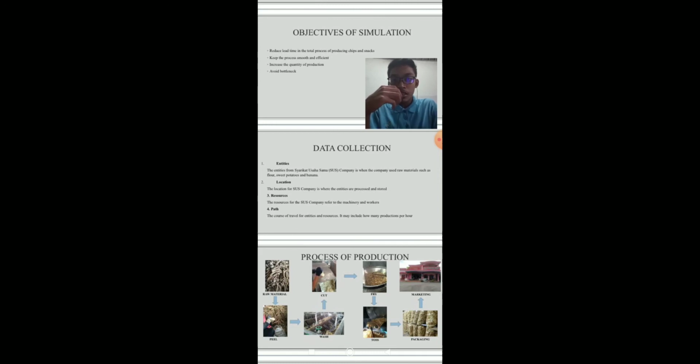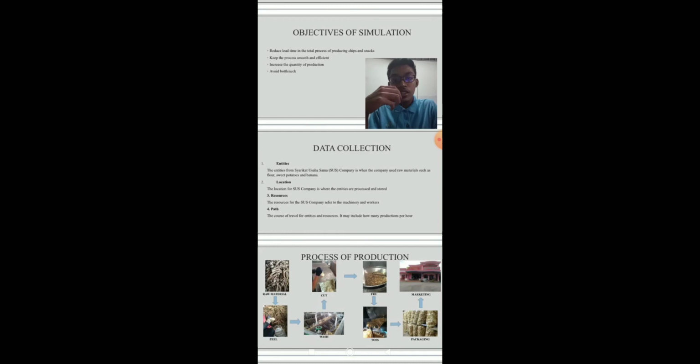Next, for the part on the cost of travel for entities and resources, it may include how many productions per hour. From that, the company can plan and balance the stock and demand from customers. It will estimate when they can make an order from the factory to avoid stock unavailability in the store.